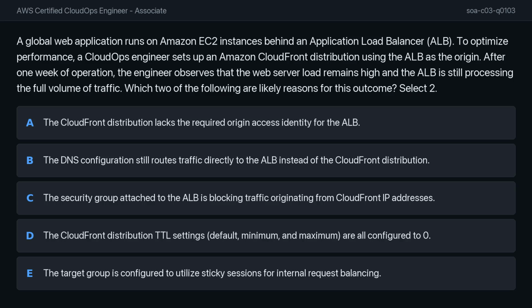A global web application runs on Amazon EC2 instances behind an application load balancer. To optimize performance, a CloudOps engineer sets up an Amazon CloudFront distribution using the load balancer as the origin. After 1 week of operation, the engineer observes that the web server load remains high and the application load balancer is still processing the full volume of traffic. Which two of the following are likely reasons for this outcome?